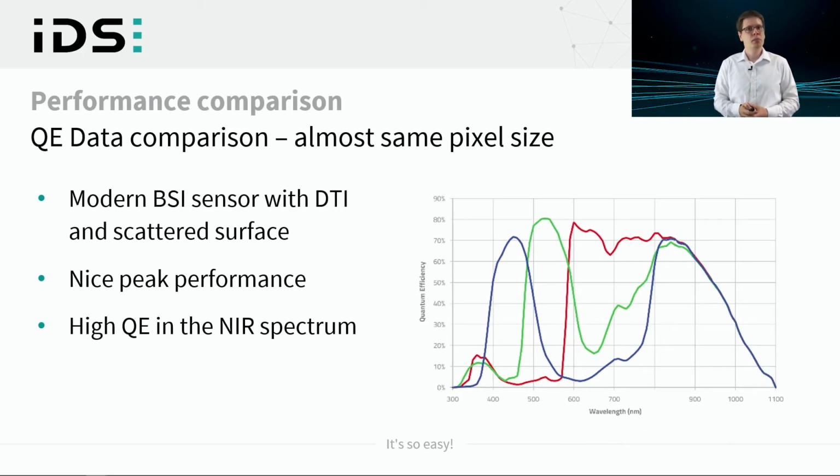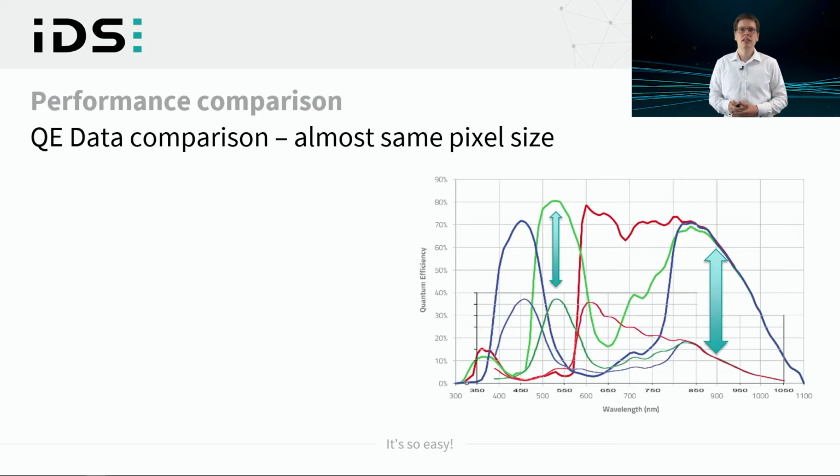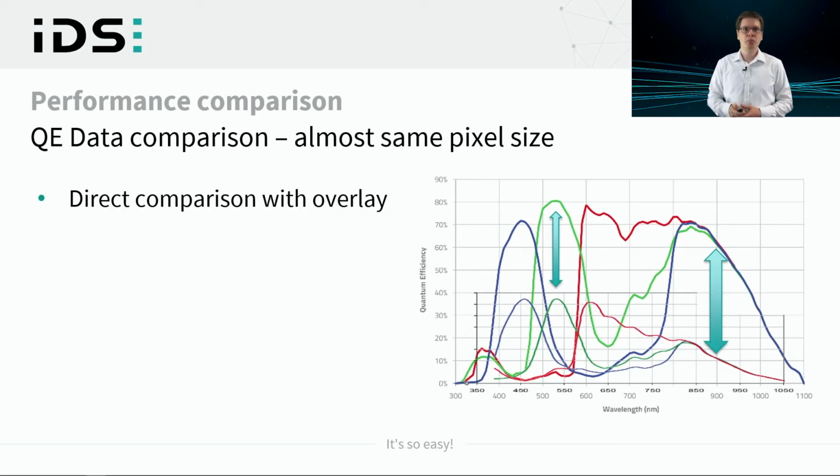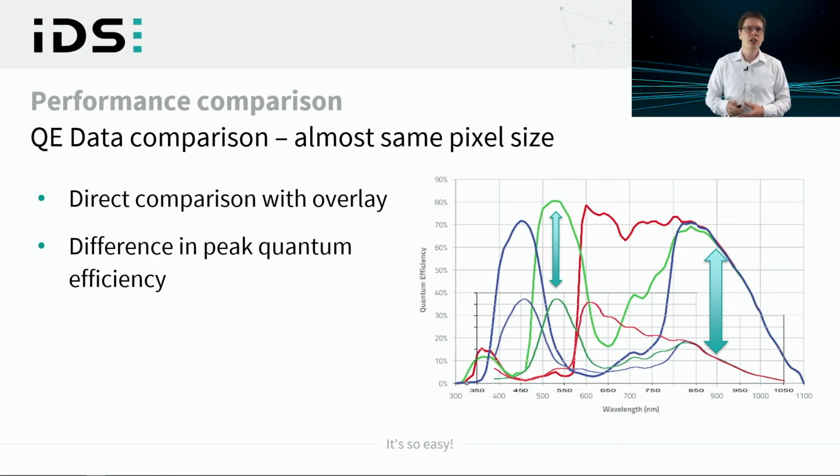Let's take a look at a modern backside illuminated sensor with deep trench isolation and a scattered surface. Here, the peak quantum efficiency for green is over 80%. That's nice. And the near-infrared quantum efficiency is very high. If you compare both curves directly, the improvement is even more clear. This is an overlay of the previous curves. The lower curves are from the older sensor. There is a huge difference between the peak quantum efficiency at green and even more at the near-infrared.